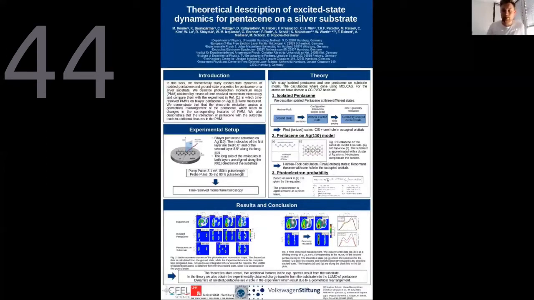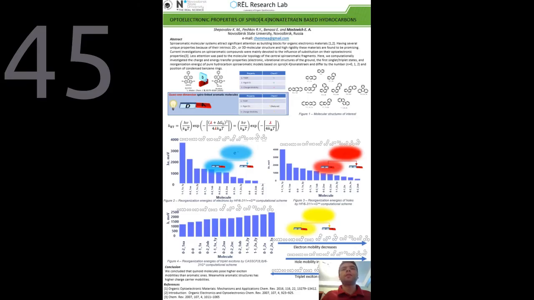And we are also able to explain the time-dependent measurement where we see a geometry relaxation of an excited pentacene. And if you want to know more, you're welcome to visit the poster. Thank you.